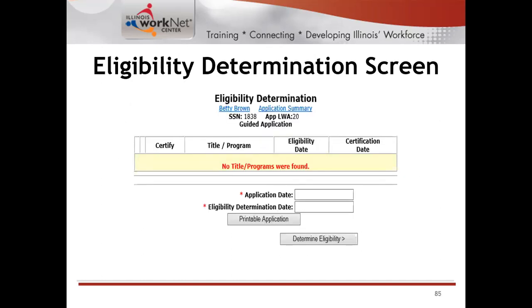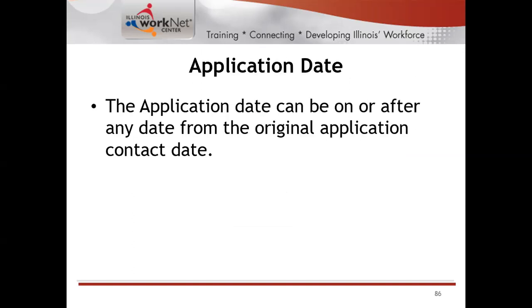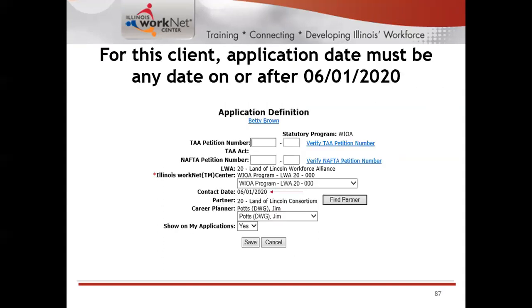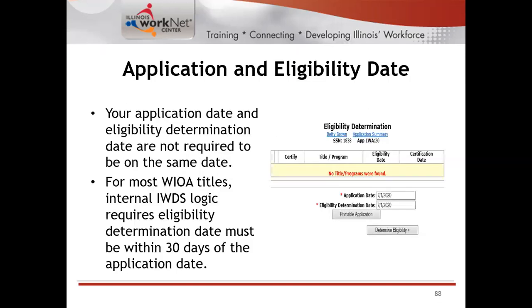So now we're going to look at the client's application having been completed. Now you have application dates and eligibility dates. The application date can be any date on or after that original contact date. If you remember back, my original contact date was 6/1/20. So the application date would need to be on or after that date.